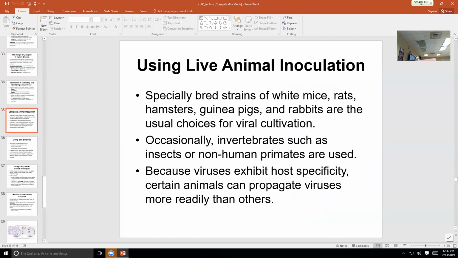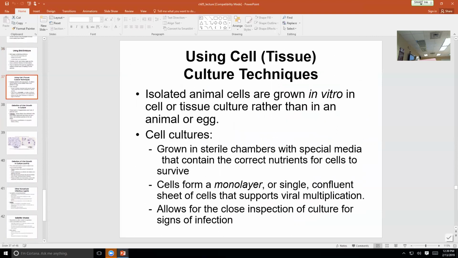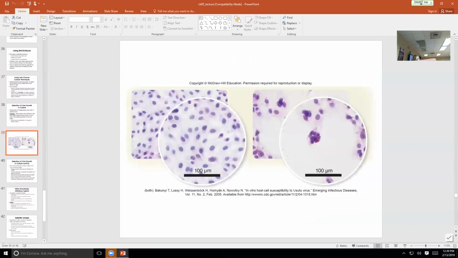Live animals, we said that in virology you have to either use animal tissues, bird embryos are great to use, and then just cell culture techniques. All of that being kind of expensive, aren't they?